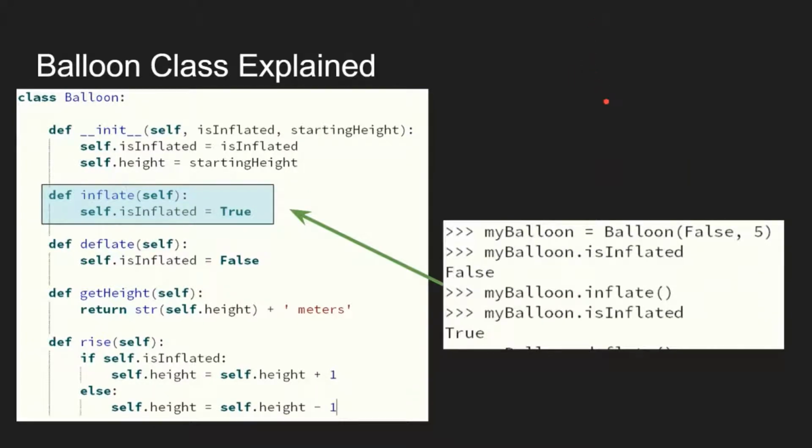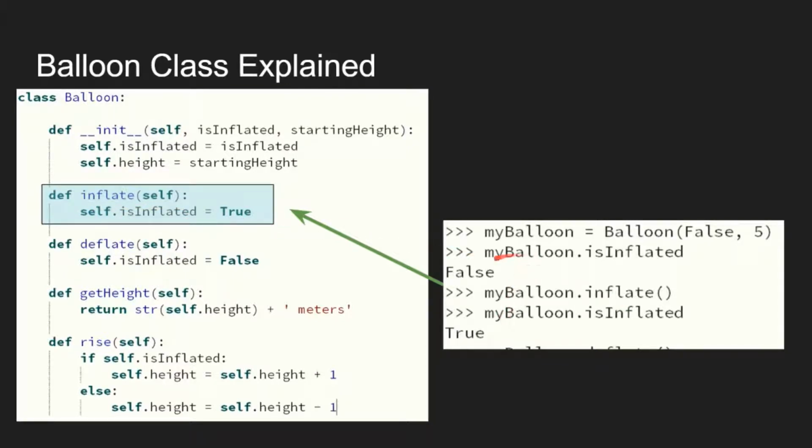So here we can initialize a balloon instance using its constructor. We can say that it actually doesn't start out inflated. isInflated starts out as false. And we can verify that here. myBalloon.isInflated, the isInflated property of myBalloon, is false. Then we call the inflate function, and if we look here, the inflate function sets isInflated to true.